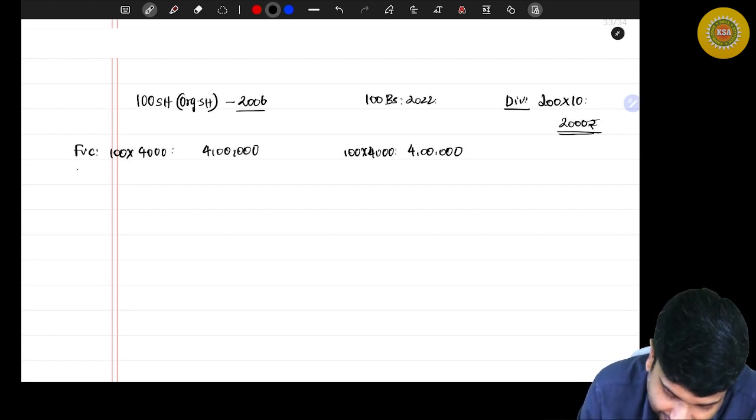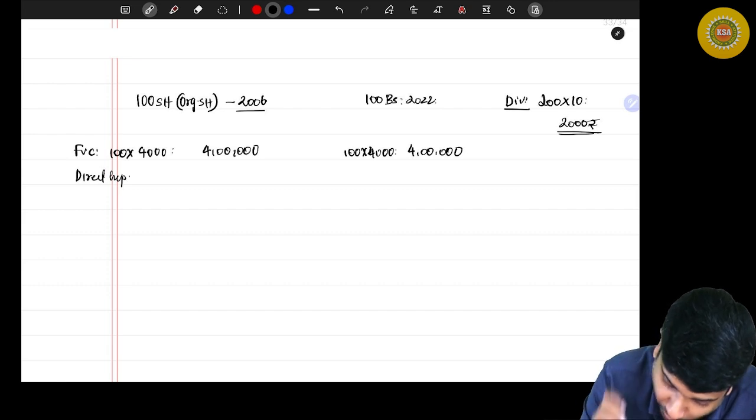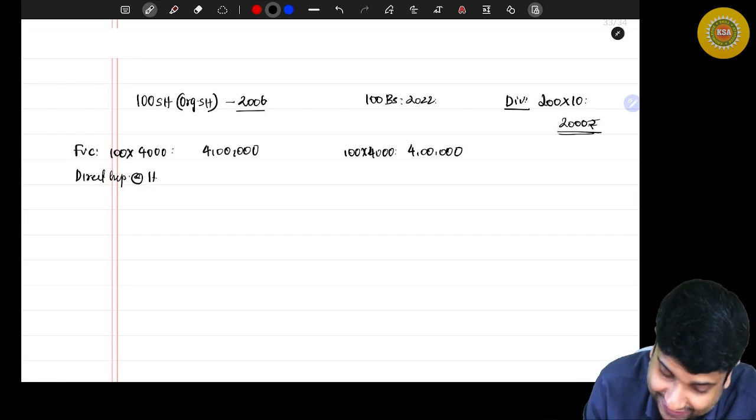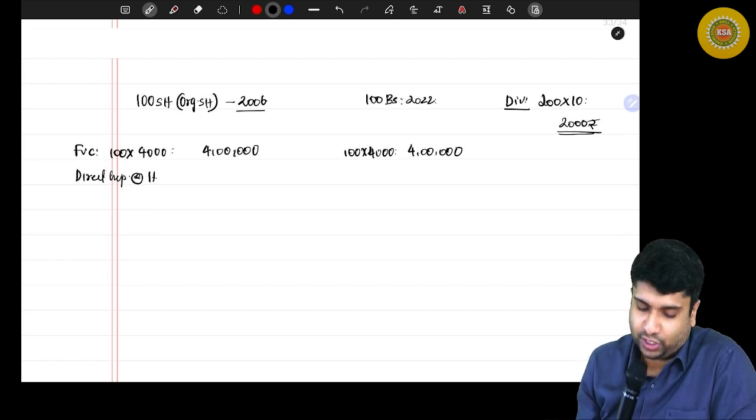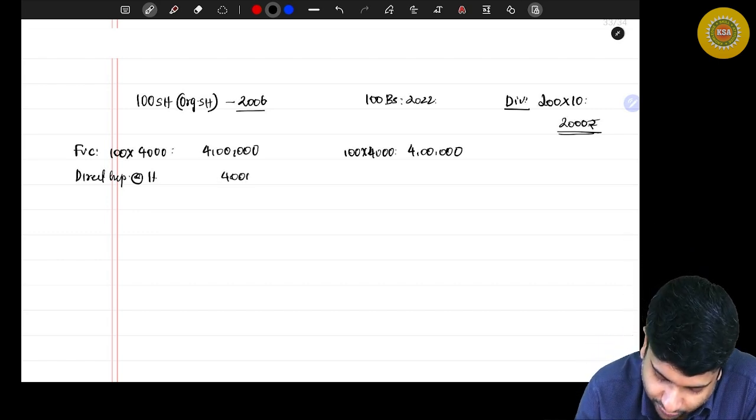Now, is there any direct expenses on transfer? Direct expenses, yes, there is brokerage at 1%. STT is not a direct expense. You cannot claim STT as a direct expense. You can only claim brokerage. 1% brokerage means 4,000, 4,000.